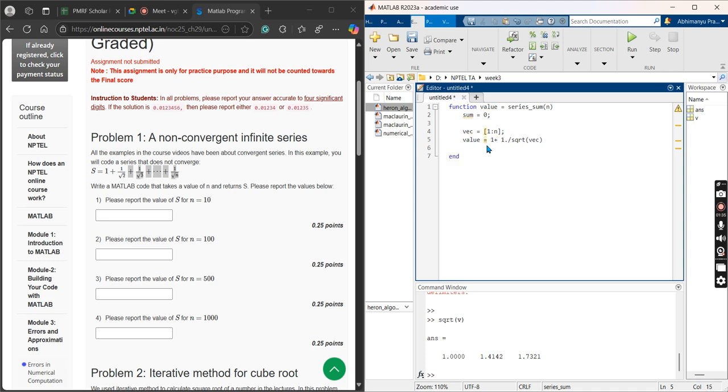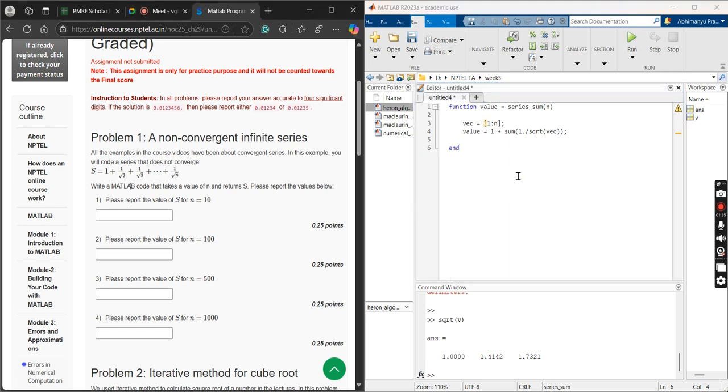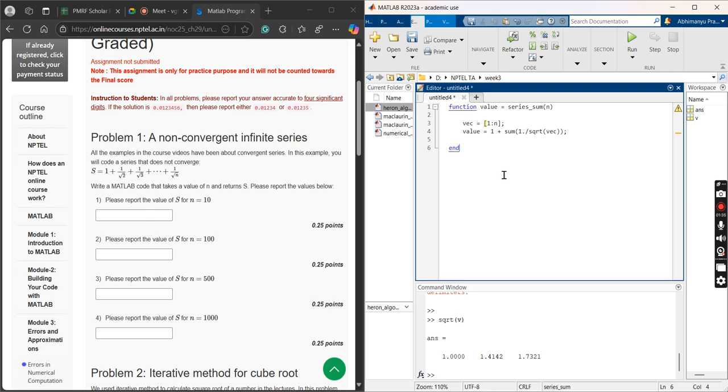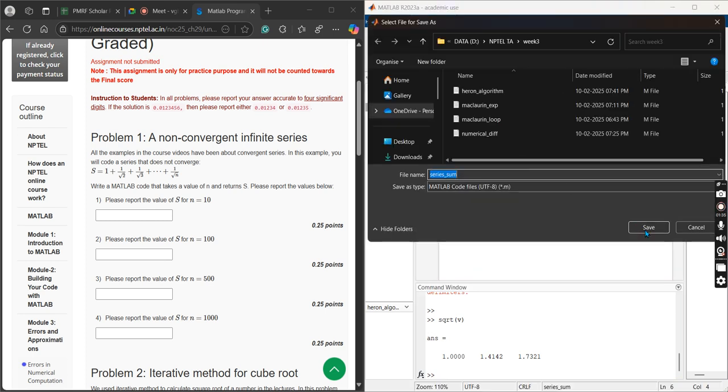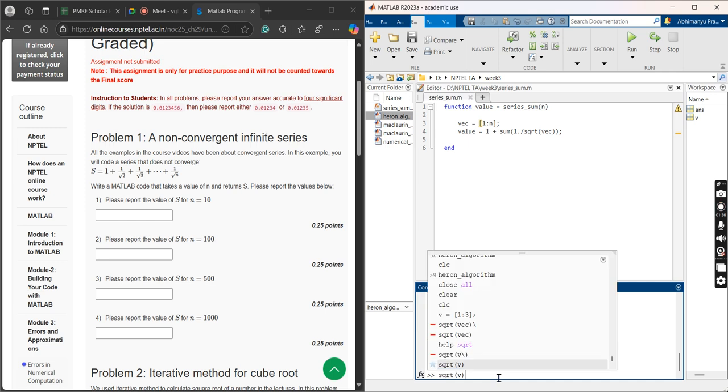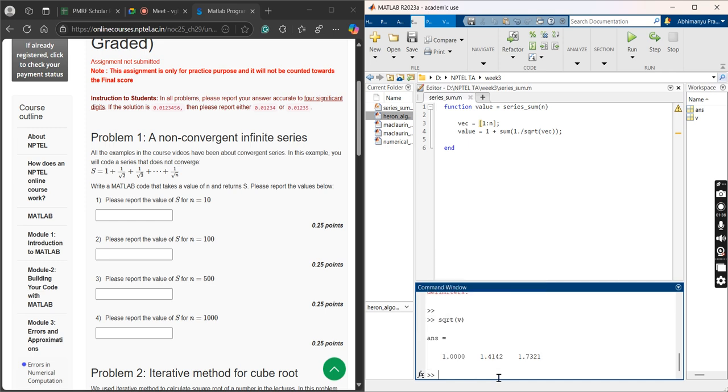1 plus the sum of all the elements of this, right? Fine. So if I take two elements, okay, let me save this also as series sum. So now if I take series sum of 2, then that should give me 2.4142, right?